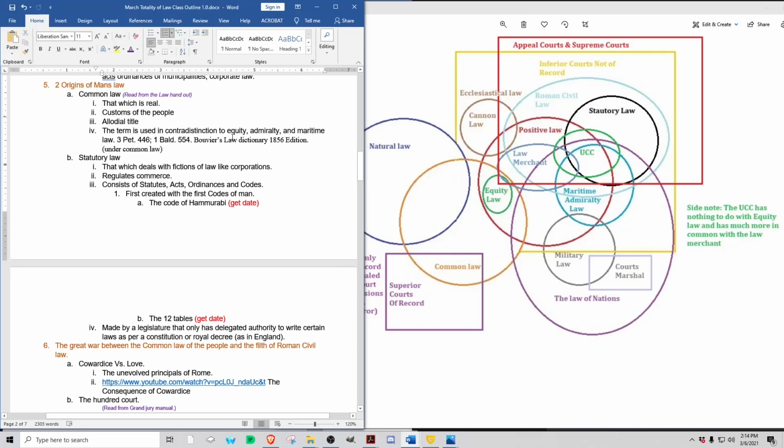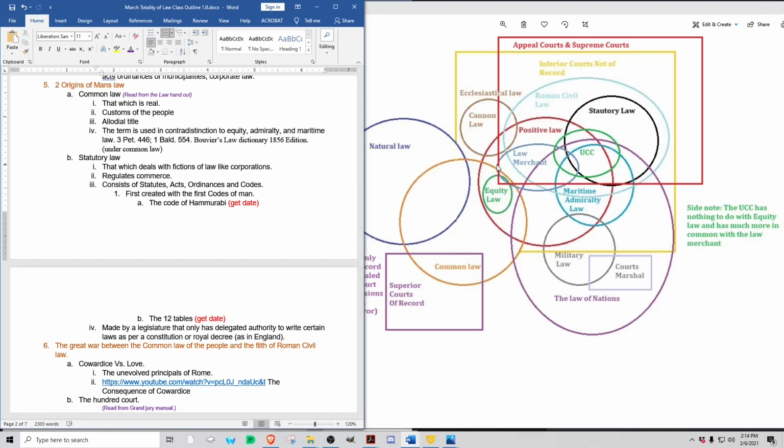We have the two origins of man's law. We've got common law, which is the real aspects of customs of the people. It deals with allodial title instead of Roman civil law being the aspect of use and usufruct. As I read before, the term is in contradistinction to equity, admiralty, and maritime law. So there is a clear distinction between common law and these other things, which they try to drag you into. So when you do your superior court of record, you are definitely over here.